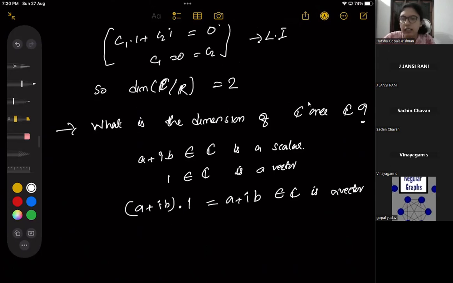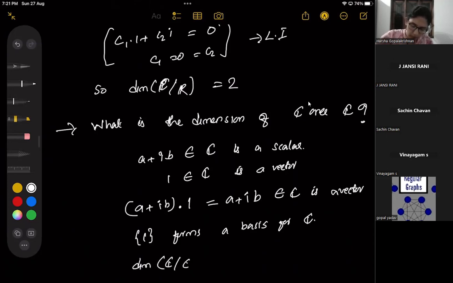And the set {1} is linearly independent. So the set {1} forms a basis. Actually, not just 1. Any element, like we can say 2 also, forms a basis for C. So the dimension of C over C equals 1.